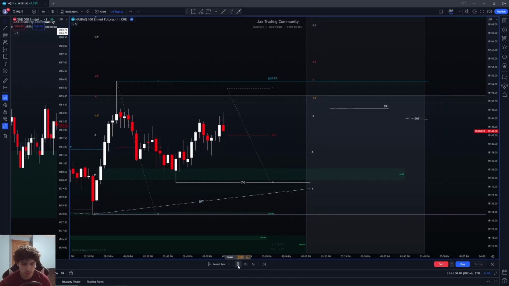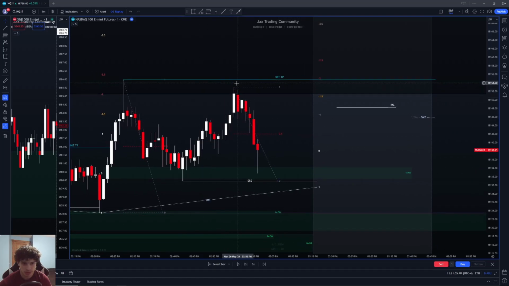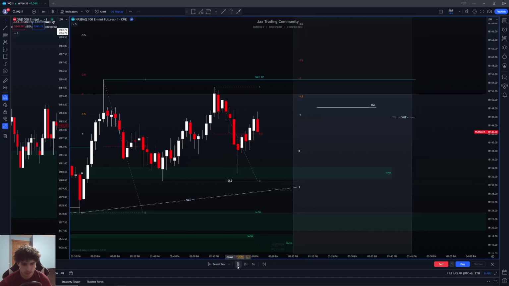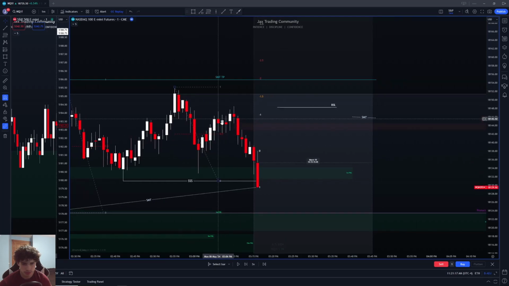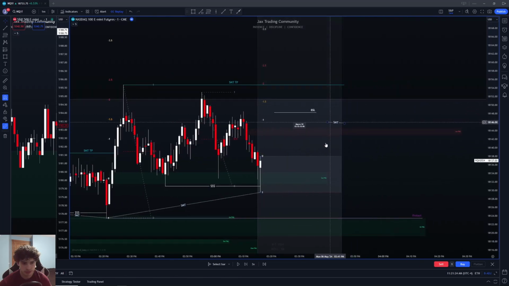So here we're just generating more structure. We end up coming up, but we don't take this SMT TP yet, just to come back down off this fractal, generate some more longs right here. We're still consolidating in here. Then we do end up taking out this low and forming an SMT. In addition to that, we're now in this macro.